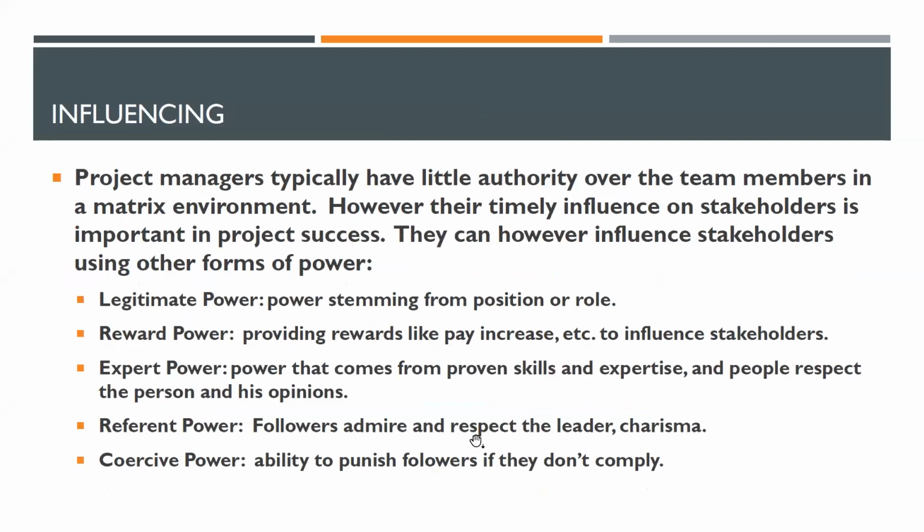Okay, good. So under influencing, we have project managers. They have little authority over the team members, but sometimes they need to. So how do you make people do what you want them to do, right? You need to have power. So the leader has to have power. If the leader doesn't have power, they may tell or they may delegate, but people don't listen to them. They don't care. They're not going to do the work, right?